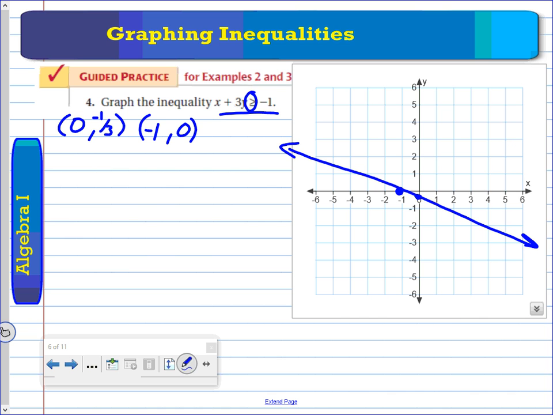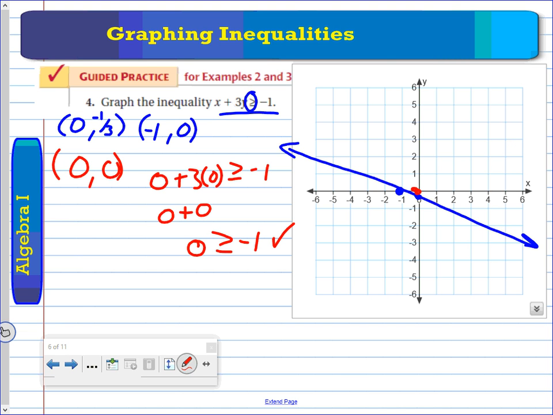Okay, something like that. Now I need to test where I'm going to shade. So 0, 0 is not on the line, so I'm going to use that because it's the easiest one to work with. So 0 plus 3 times 0 greater than or equal to -1. 0 plus, well, 3 times 0 is 0. 0 plus 0 is 0. Is that bigger than -1? Yes, it is. So this is a solution.